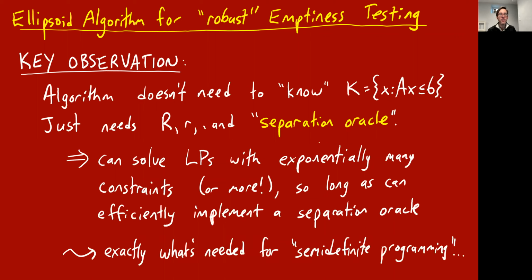And this is exactly what's needed for a new kind of optimization problem, which is a generalization of linear programming called semidefinite programming. And that's what I'm going to get into next. Any questions right now?